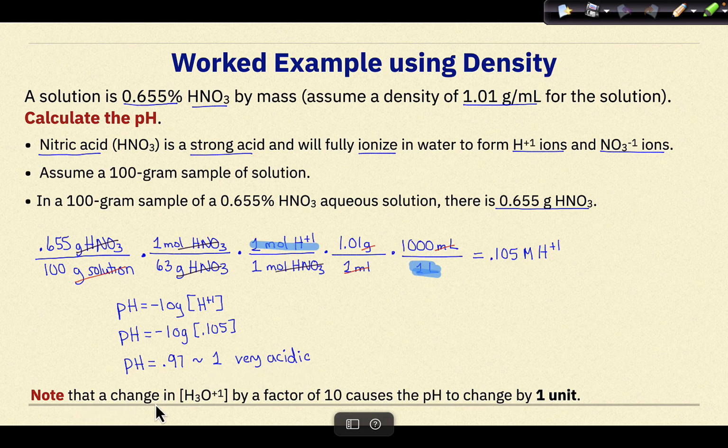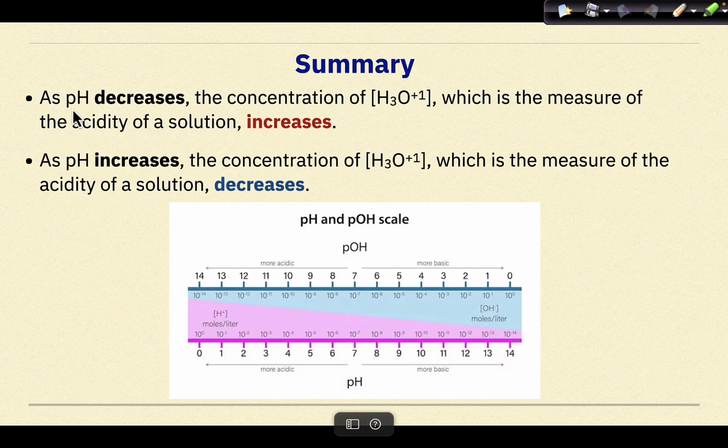Note that a change in the hydronium ion concentration by a factor of 10 causes the pH to change by 1 unit. To summarize, as pH decreases, the concentration of the hydronium ion, which is a measure of the acidity of the solution, will increase. As pH increases, the concentration of the hydronium ion, which is a measure of the acidity of the solution, will decrease, as we can see in this pH scale below.